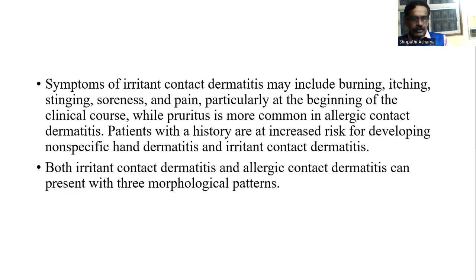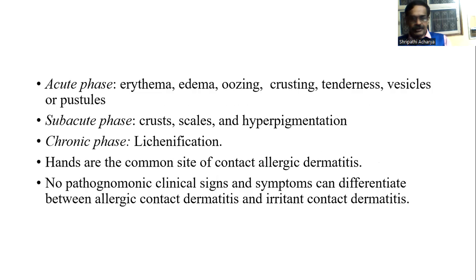Both irritant contact dermatitis and allergic contact dermatitis can present with three morphological patterns. Number one, acute phase. This is characterized by erythema, edema, oozing, crusting, tenderness, or pustules. Second stage, subacute phase: crust, scales, and hyperpigmentation. Third phase is chronic phase, where lichenification is seen. Lichenification of skin means crisscross lines with altered color.